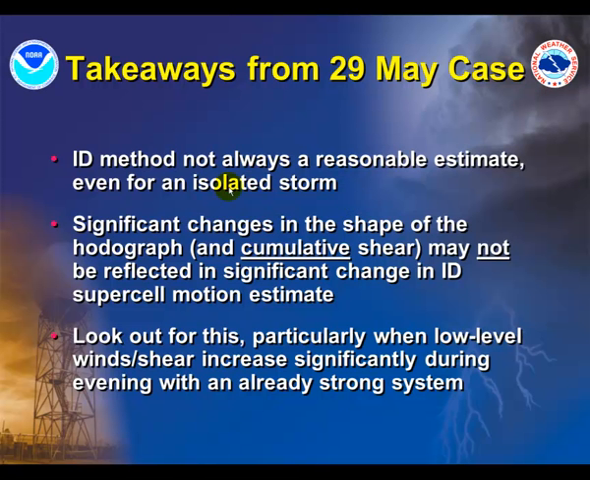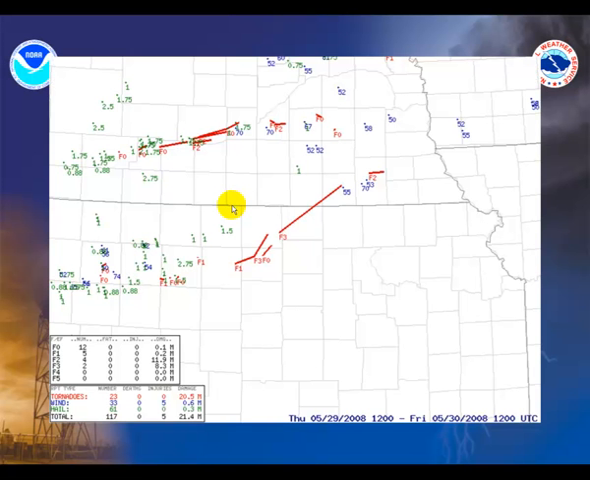So the takeaways from this case: ID method is not always a reasonable estimate, even for an isolated storm. Significant changes in the hodograph and the cumulative shear may not be reflected in a significant change in the internal dynamic supercell motion estimate. So look out for this, particularly when you have a low-level wind shear increase, particularly during the evening, already in association with an already strong system. And there are the tornadoes that occurred. These weaker ones were earlier on as the storm was moving to the east-northeast.